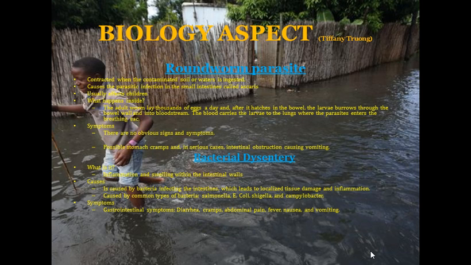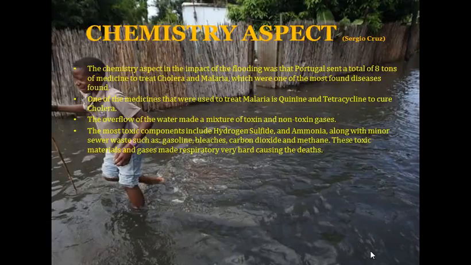Lastly, it is common to get bacterial dysentery because of the flooding. Bacterial dysentery is the inflammation and swelling within the intestinal walls. It is caused by a variety of common bacteria, which are Salmonella, E. coli, Shigella, and Campylobacter, that infect intestines, leading to localized tissue damage and inflammation.